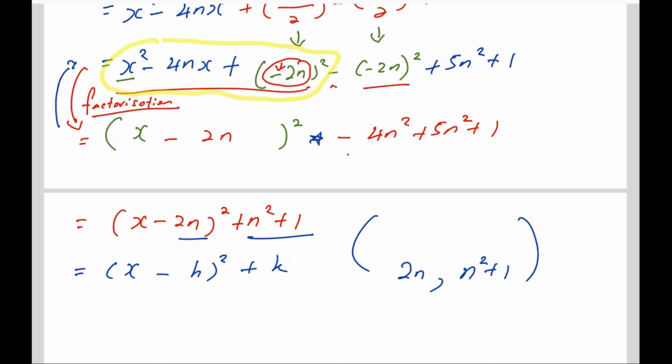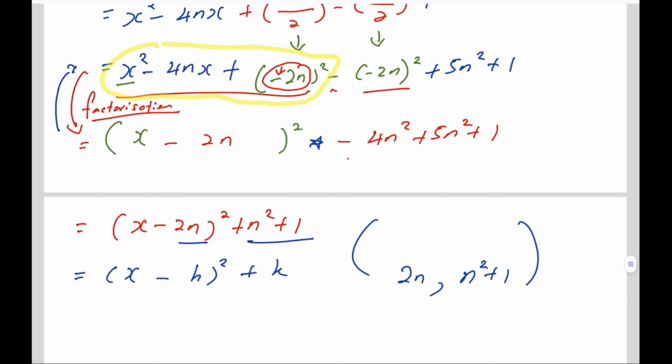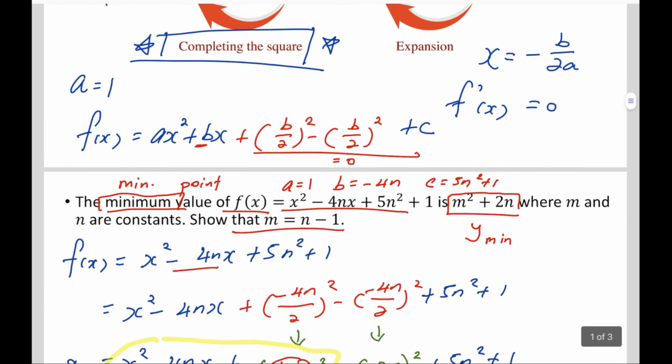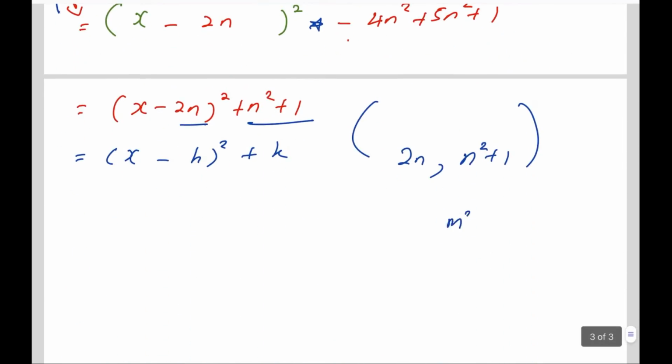Are we done? We are not done by finding the minimum point. What we need to do is to show m equals n minus 1. Do you remember this part? Did we use this part? m squared plus 2n is the y value for the minimum point. So this is part of the minimum point, and we refer to it as the y value. So m squared plus 2n should be equal to this part, which is also the y value, both referring to the same point, the minimum point.